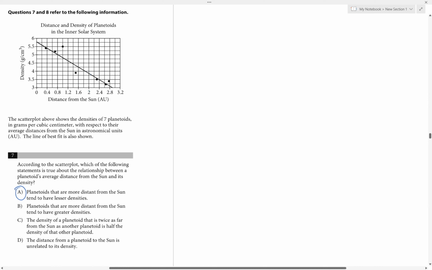Okay, but if you want to make sure, B says planetoids that are more distant from the sun tend to have greater density. No, right? That's the opposite of what we said.